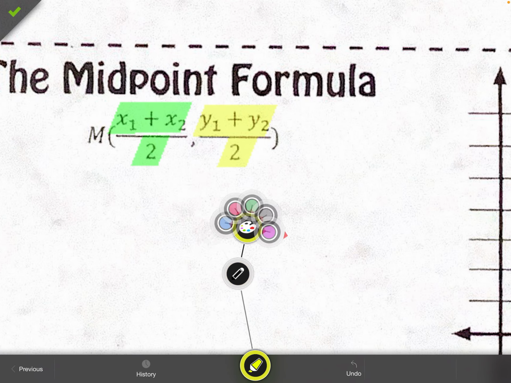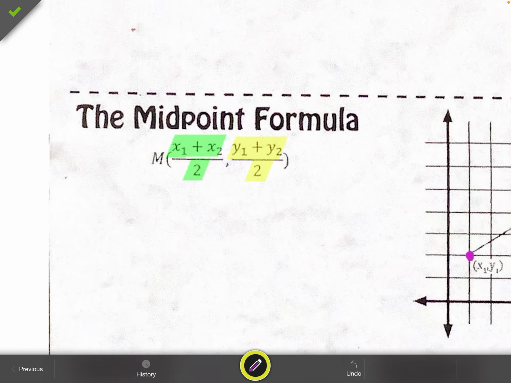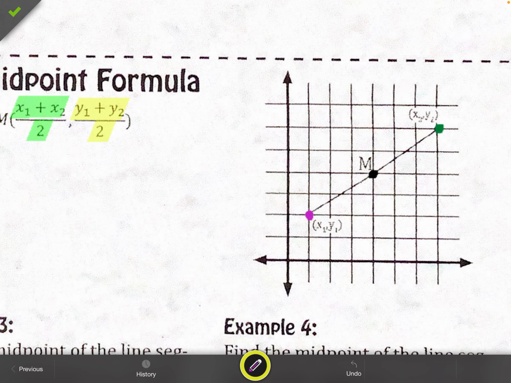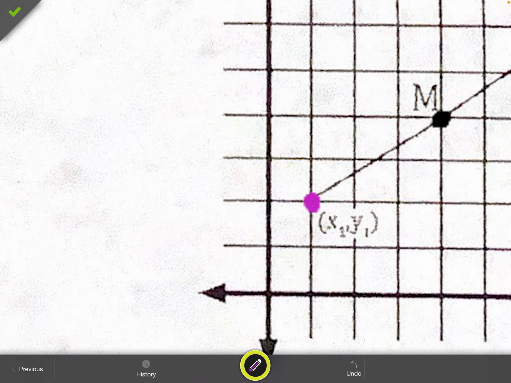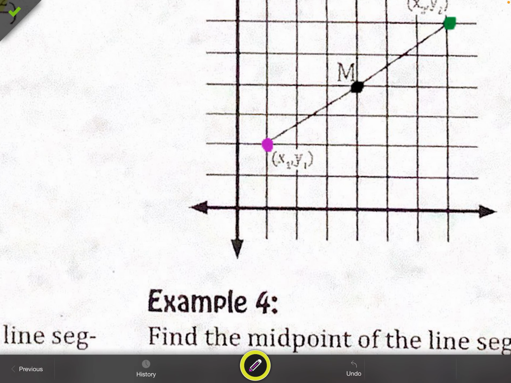So to find the midpoint of two endpoints, you just take your x values, add and divide by 2, and your y values, add and divide by 2. That will calculate the point halfway between them. So let's see that in action.